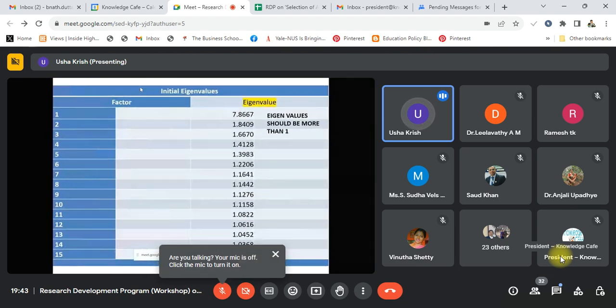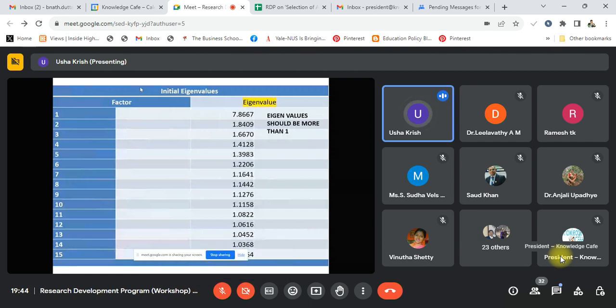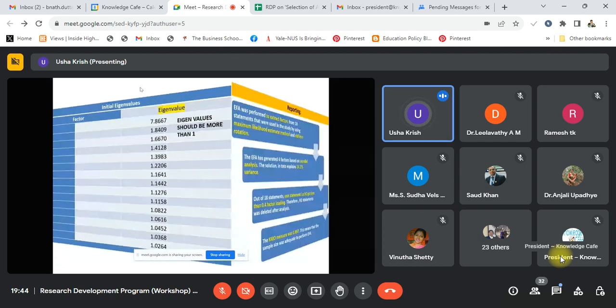Here you find eigenvalues and it should be shown in the report, and this value should be more than 1. If it is less than 1, such data cannot be taken for further analysis. And even the examiner will reject the report if eigenvalues are less than 1. Okay? Then the next one.